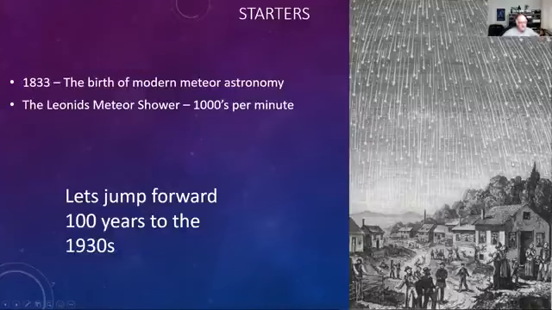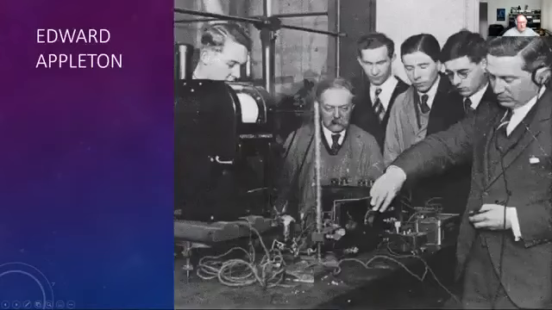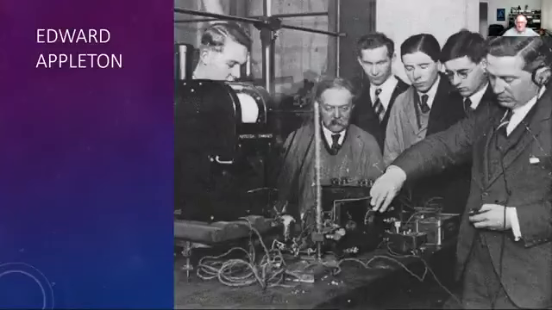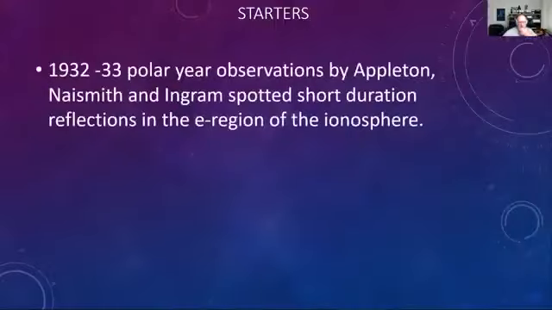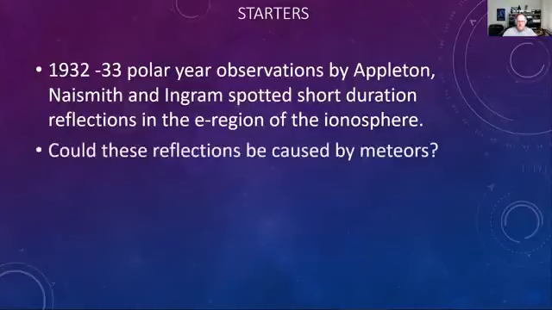So if we jump forward a little bit, these guys here, Edward Appleton was the guy who got the Nobel Prize for discovering the ionosphere, and they were doing some tests in the Antarctic or Arctic, and I always get the two mixed up. And basically they were looking at the propagation of radio waves, and while they were doing their experiments, they noticed that every time they saw a meteor burn up, they were getting a little blip on the radio, and that's when the penny dropped that these things were related.